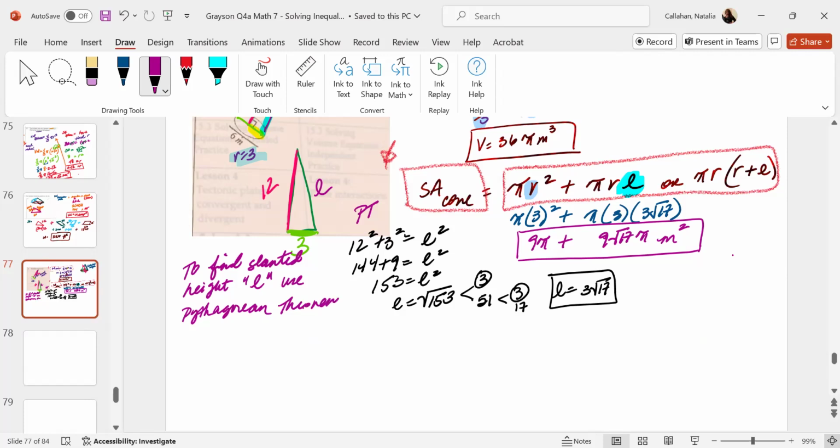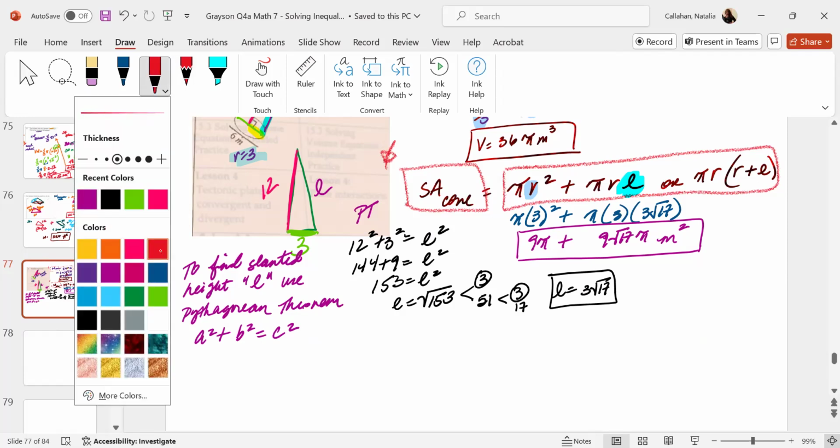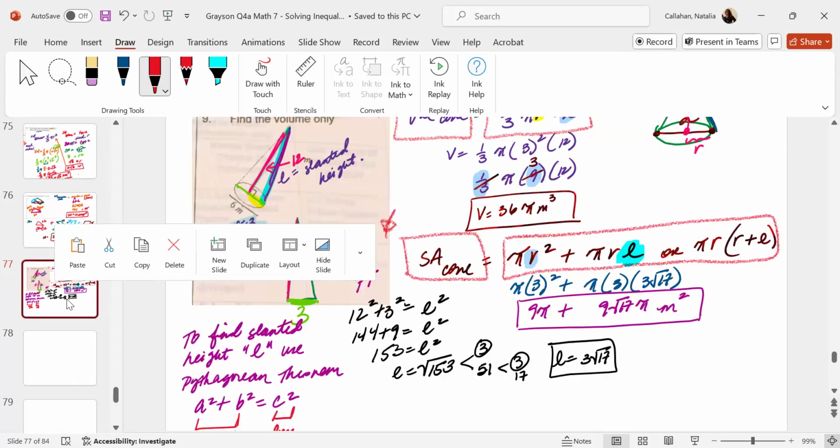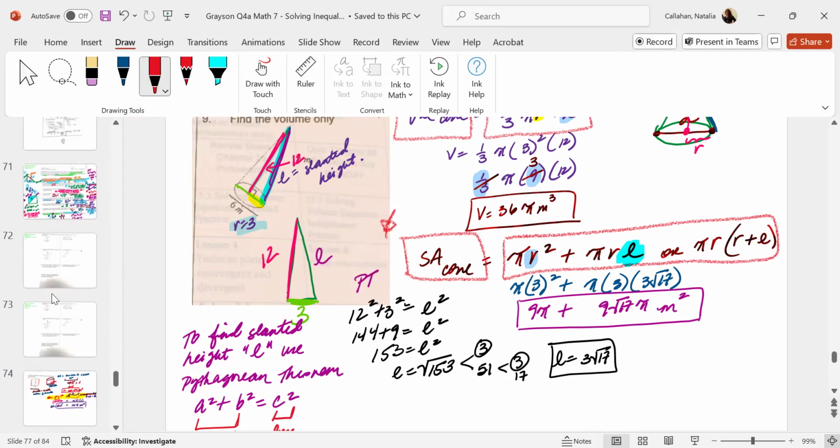Pythagorean theorem. A squared plus b squared equals c squared. A squared plus b squared, this is going to be the shorter side. C squared is the long side. You see that? Okay, make sure you have that. Okay, let's go on to the next question. What's the next question?